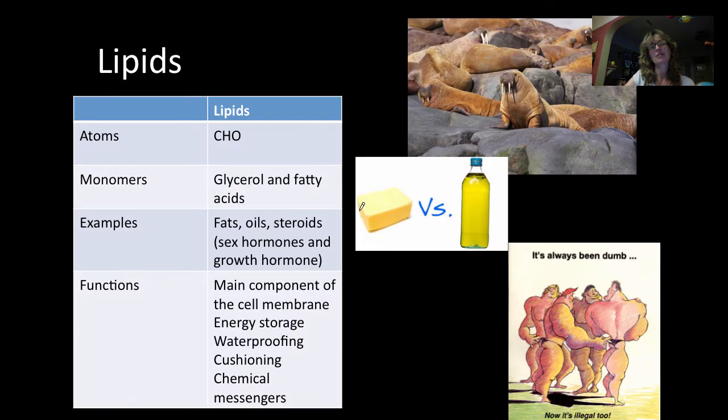The next category of macromolecules are the lipids. The lipids are made of atoms of carbon, hydrogen, and oxygen as well. However, in the lipids we'll find very little oxygen, mainly carbon and hydrogen.